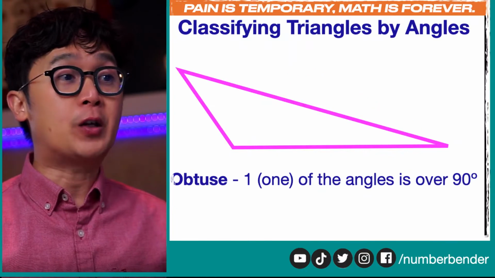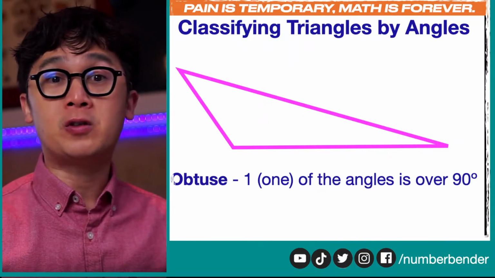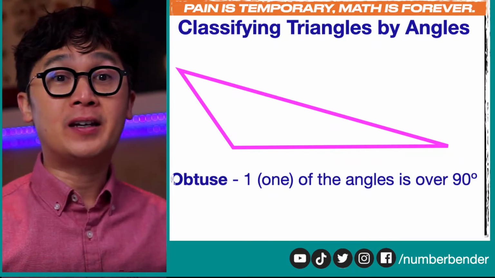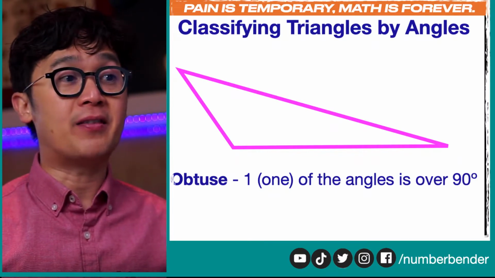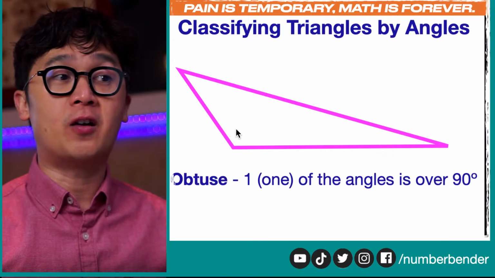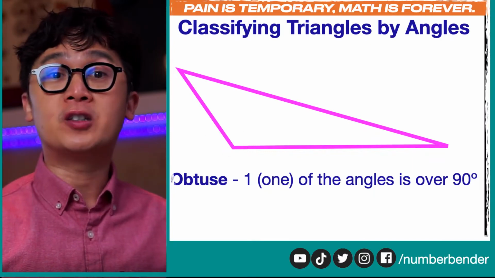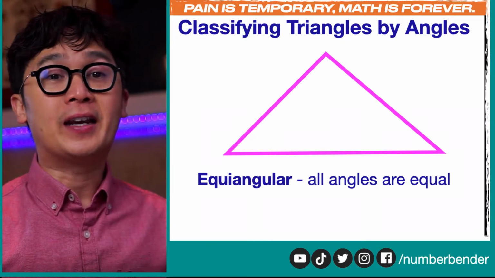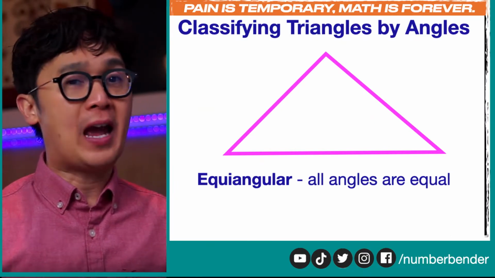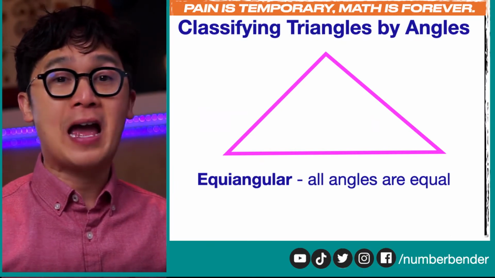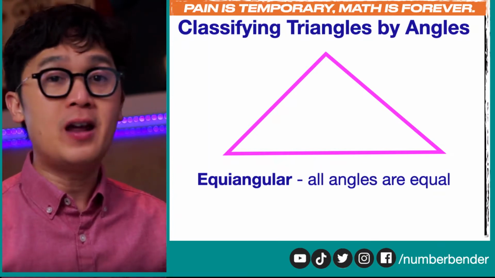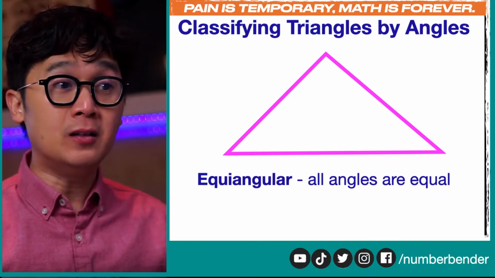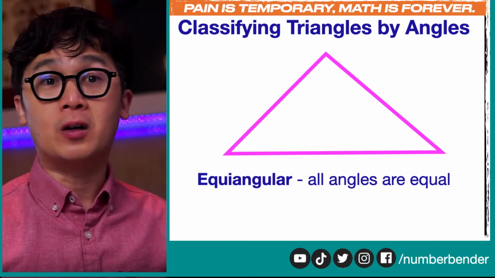And if we have an acute triangle, we also have an obtuse triangle, wherein we have only one angle that is over 90 degrees. And this is the obtuse angle that is obviously showing in our triangle. Therefore, we call this an obtuse triangle. And if we have obtuse and acute, we also have equiangular. And equiangular, from the word itself, equal angle, which means all angles are equal.